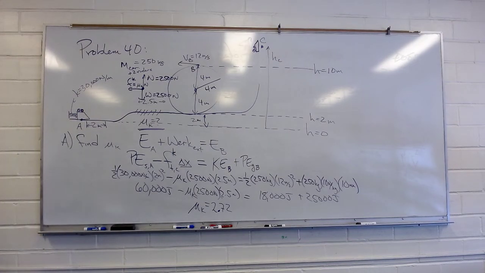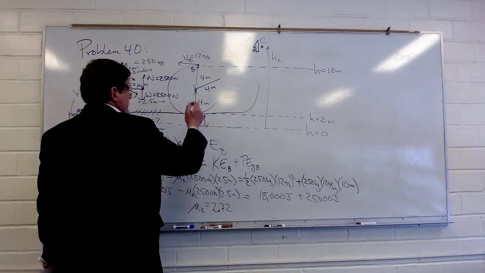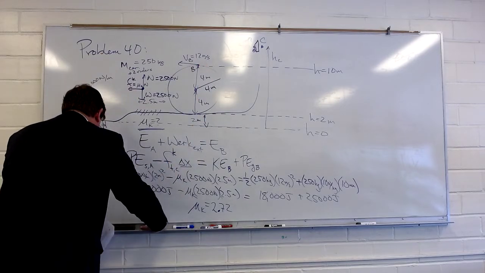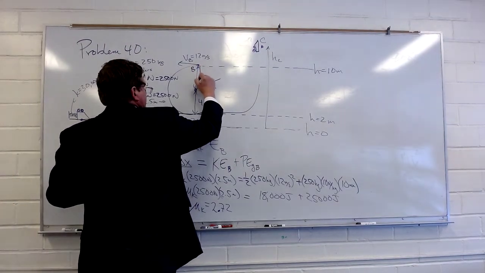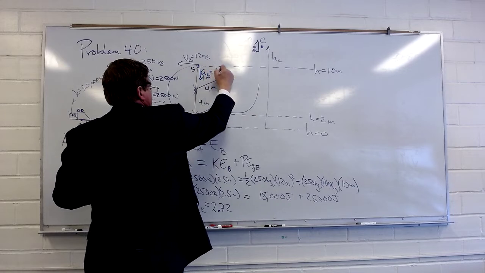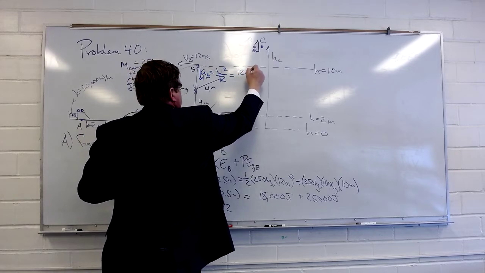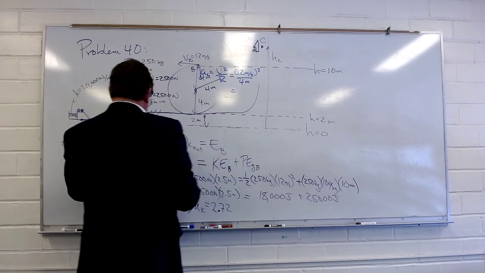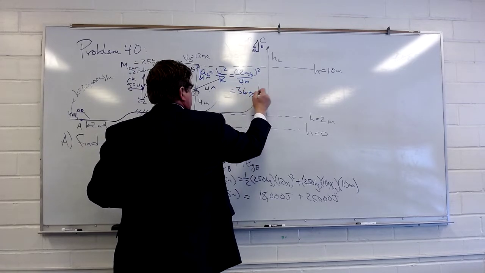Part B asks us to find the normal force, magnitude, and direction exerted by the track and the cart at point B. Well, since the cart's going in a circle there, it's going to have centripetal acceleration, and that acceleration, of course, centripetal means center seeking, and that's going to be v squared over r. Well, that's going to be 12 meters per second squared divided by 4 meters, and that's going to give me 36 meters per second squared down.